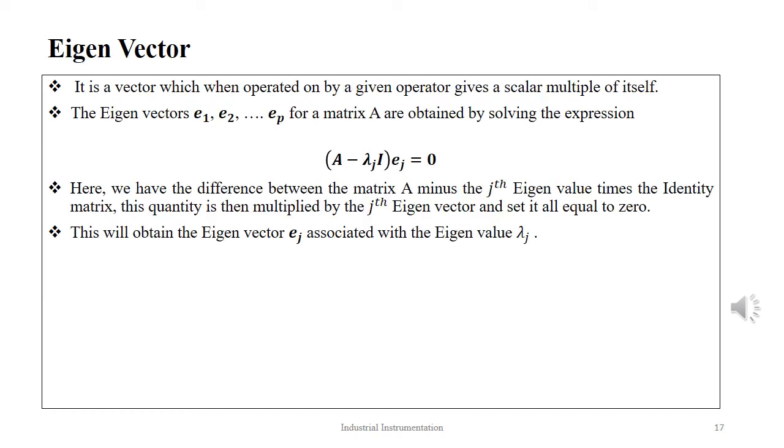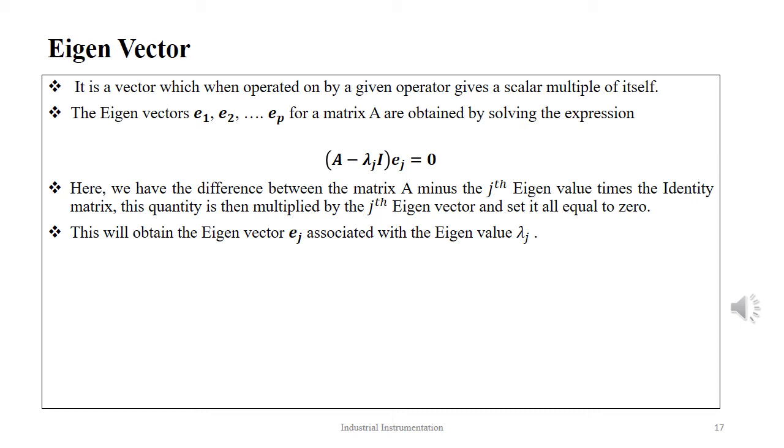Eigen vector is a vector which, when operated on by a given operator, gives a scalar multiple of itself. The eigen vectors E1, E2, so on and so forth till EP for a matrix A are obtained by solving the expression A minus lambda j I whole into Ej equal to 0.